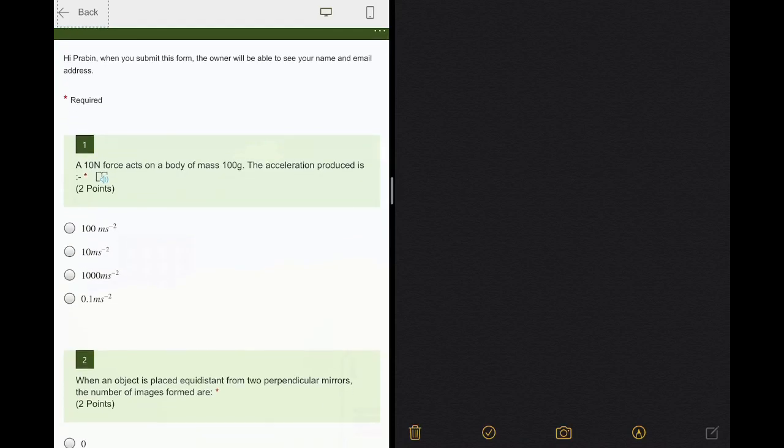So this is the solution for class 9 half yearly exam, St. Augustine School. The first question: a 10 Newton force acts on a body of mass 100 grams.